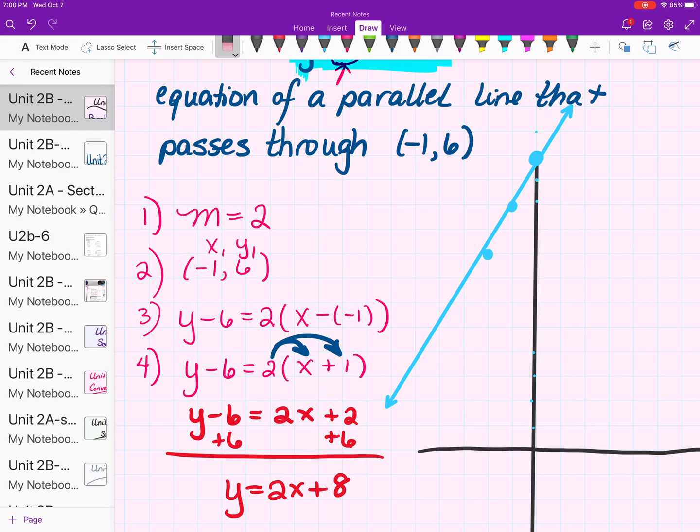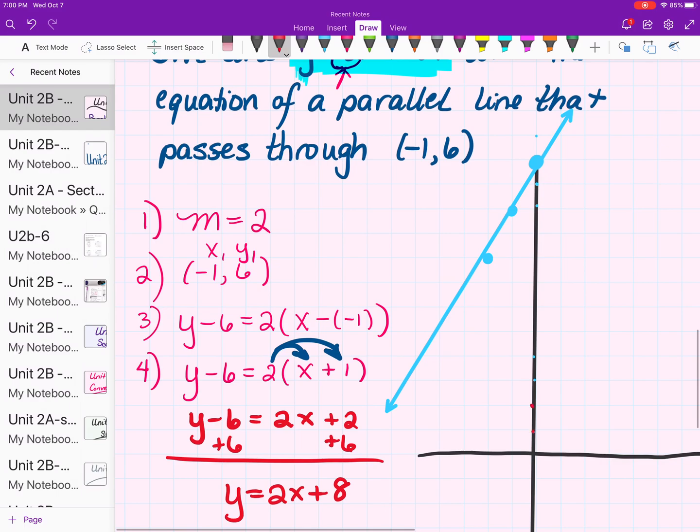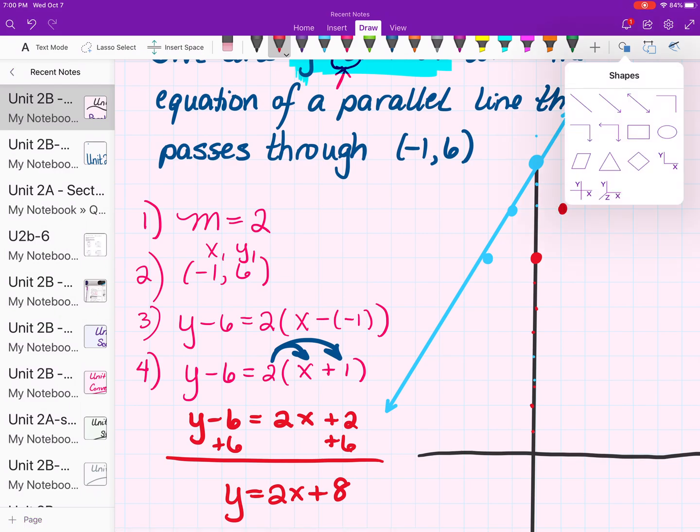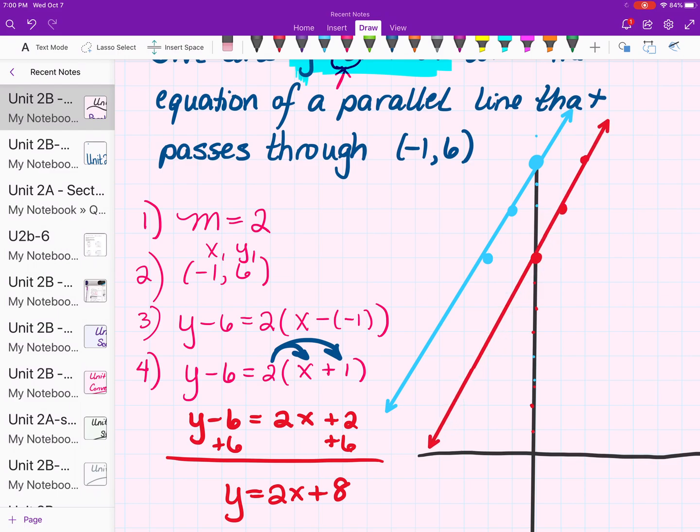Next, what I'm going to do is graph my other line. That one was in red. So that started at 8. 1, 2, 3, 4, 5, 6, 7, 8. And it has the same slope because it's parallel, up 2 and over 1. And then I'm going to connect it. Whoops, I didn't go up 2 and over 1 again. Up 2 and over 1. And then I'm going to connect it. I'm going to try my best to make it look nice. And they should be parallel. Okay? All right, that's how you do parallel lines.